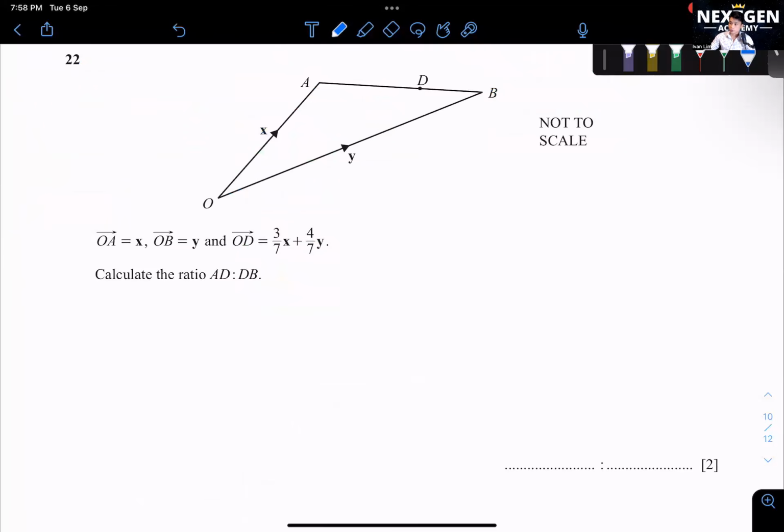Question 22. I think 2 more questions, then we are done. OA equals x, OB equals y. OD equals 3 over 7 x plus 4 over 7 y. Calculate the ratio AD to DB. What is this called? This is vector, 8.5, vector geometry.